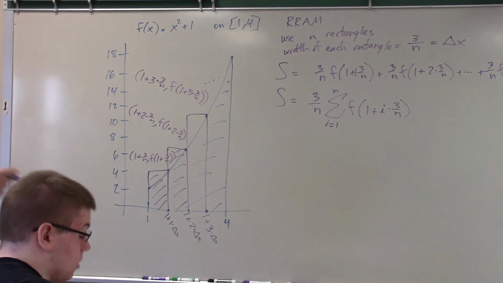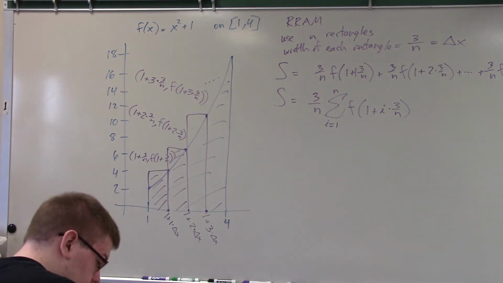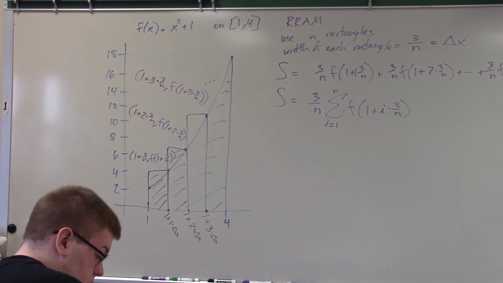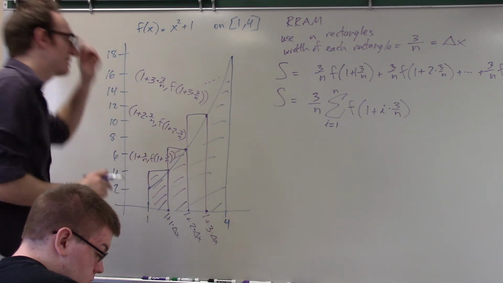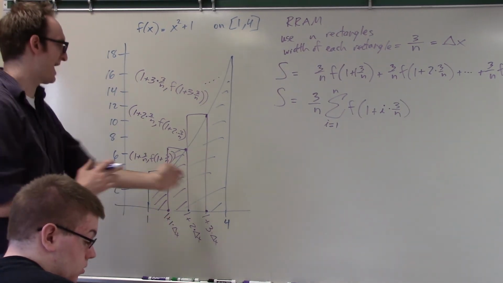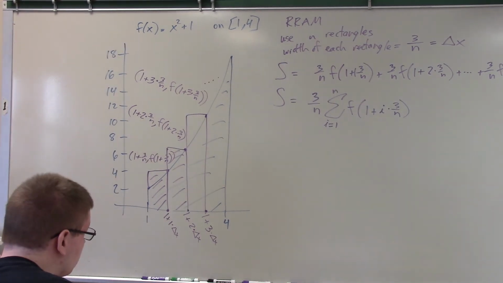Okay, if you got this far, that is really good. This is the hard part, in my opinion: drawing the picture, drawing the rectangles, thinking it out, counting one at a time, kind of picturing what's going on, the width of each rectangle is 3 over n, how much we have to move over. All right, now we just have to crank it out.